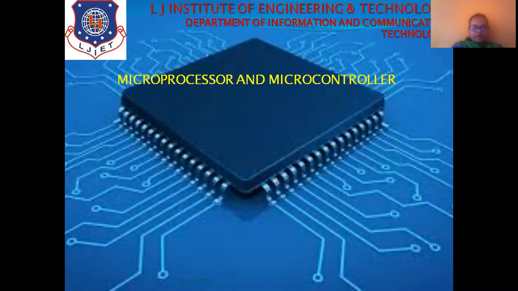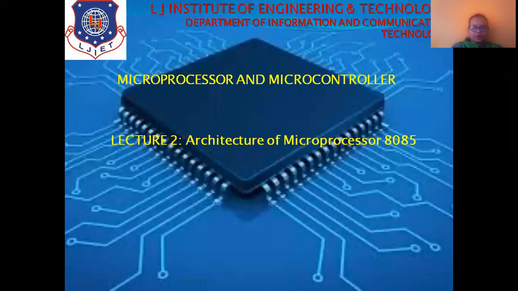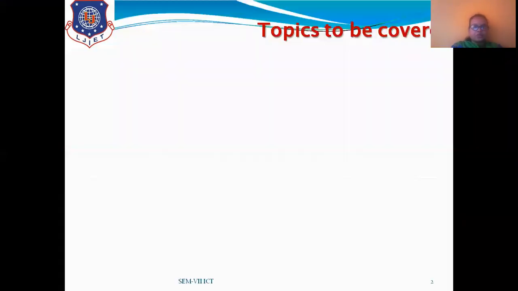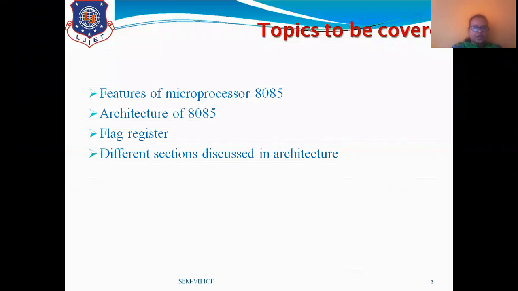Today is session 3 of our lecture series Microprocessor and Microcontroller, which is based on Unit 2, that is, Architecture of Microprocessor 8085 and 8051 microcontroller. Right? So in today's session, we are going to discuss the architecture of microprocessor 8085 as well as some features of 8085. The topics to be covered in this session are features of microprocessor 8085, architecture of 8085, flag register, and different sections of the architecture will be discussed.